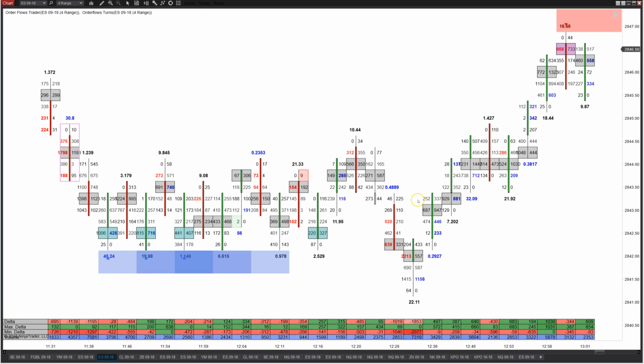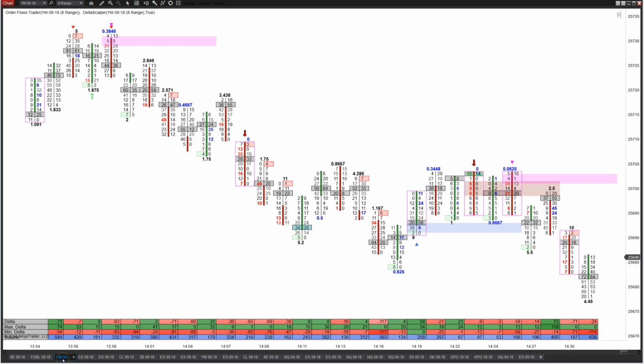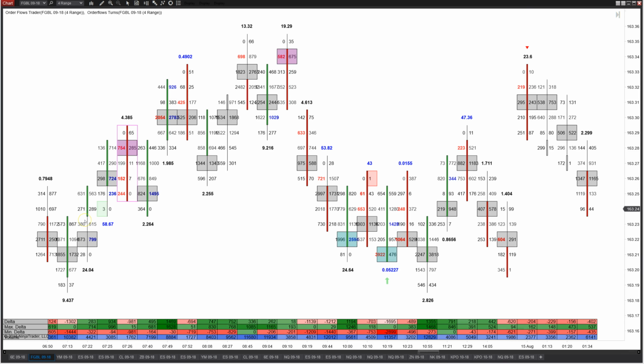I could see that a lot clearer than if I'm looking on a minute-based chart. There's just not really much going on, and it's hard to make heads or tails of it. So that's why I prefer a range-based chart. Like this is a mini Dow, this is an 8 range chart, as opposed to a minute-based chart. This is my Bund chart, it's a 4 range chart.